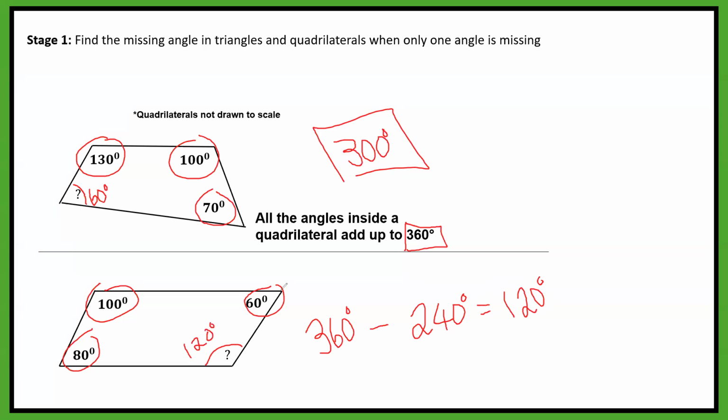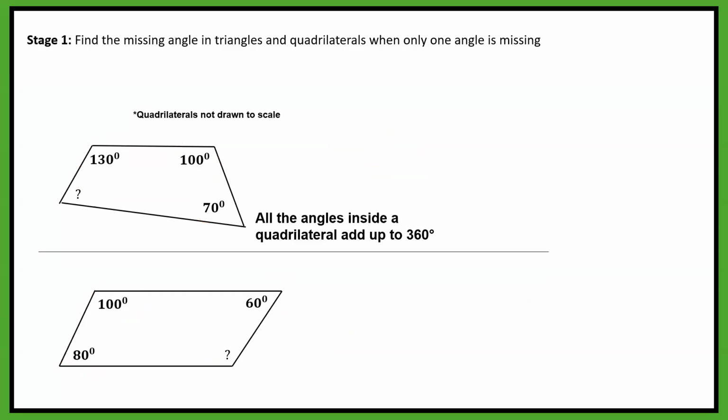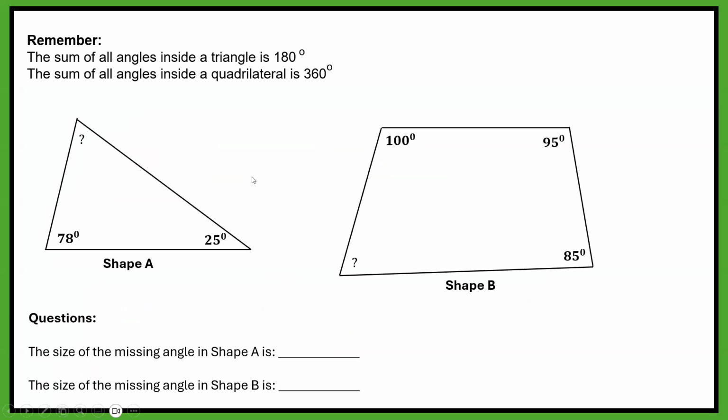So stage one is almost complete. We're going to answer questions based on stage one, but for now, let's quickly summarize what it is we've done. We've understood how we find missing angles in triangles and quadrilaterals when we are only short of one angle. We're given all other information, okay? So give this a go, guys. Let me show you the stage one questions.